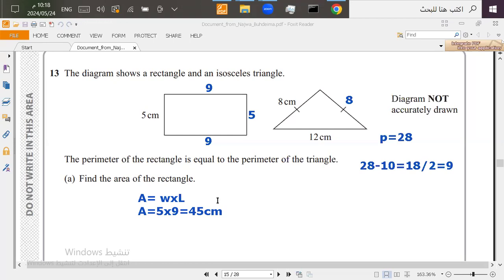Focus on the steps. Focus on the way that we found the sides of the rectangle. We found the perimeter of the triangle first, and then we used the perimeter to find the sides of the rectangle. And this is how you answer a question like this. Now, let's move on to the next question.